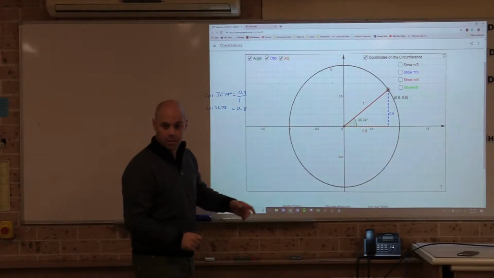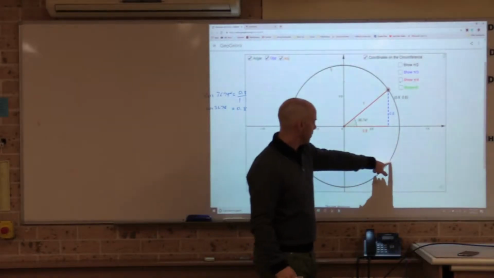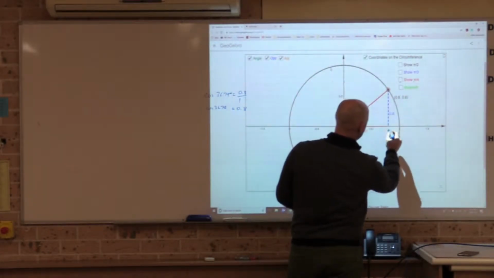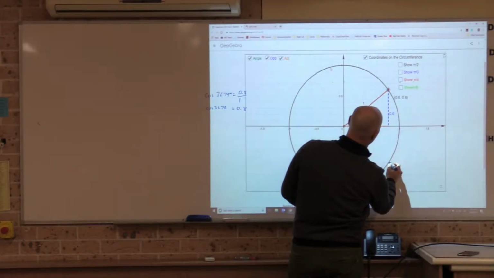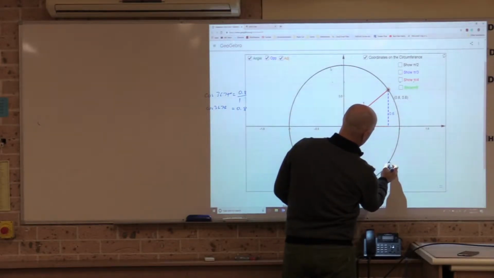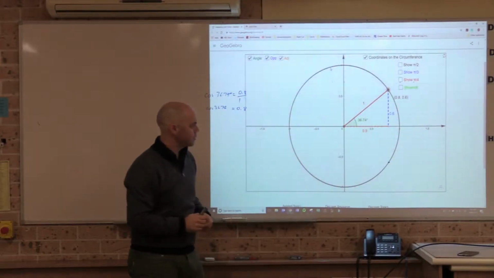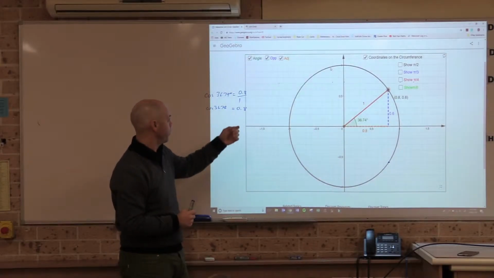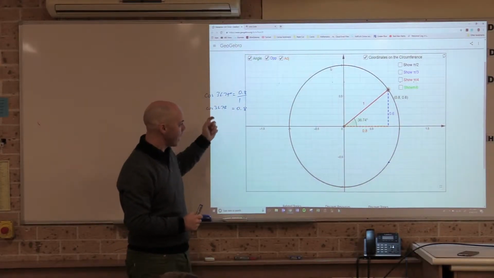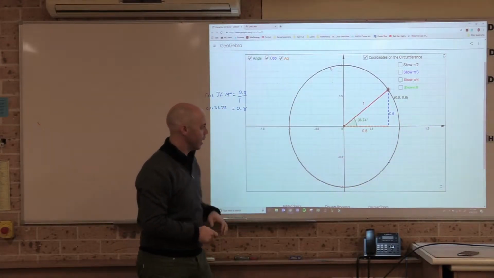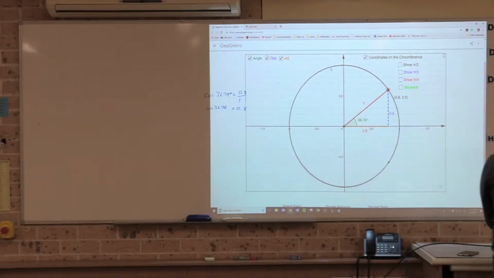Where's the other place? The reverse. Yeah, down here, isn't it? Down here somewhere. That's the other place on this circle, around about there, where the x value again equals 0.8, and where if we went through the same process, we'd find another angle with a cosine value of 0.8. What is that? Let's drag this point around. What do we get to?